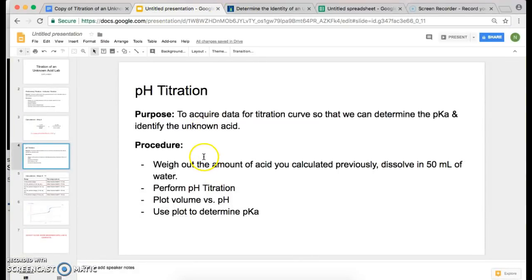The procedure is to weigh out the amount of acid that we calculated previously. In this case, it'll be 3.51 grams. Dissolve it in 50 milliliters of water, perform the pH titration, plot the volume of sodium hydroxide added versus the pH, and then use that plot to determine the pKa.